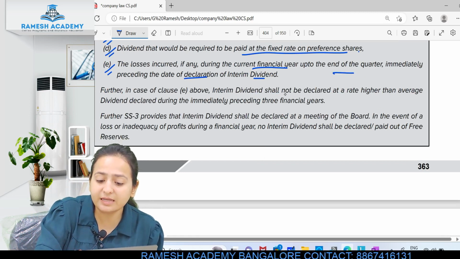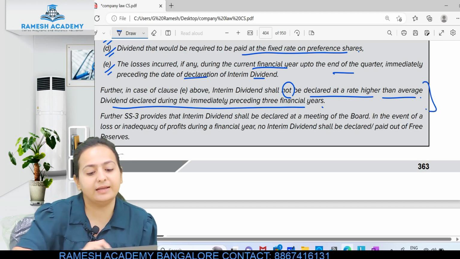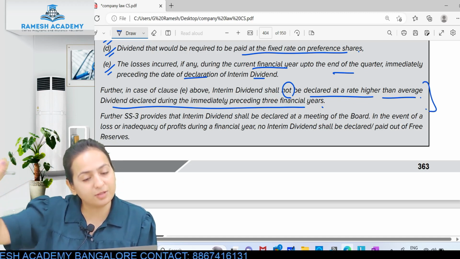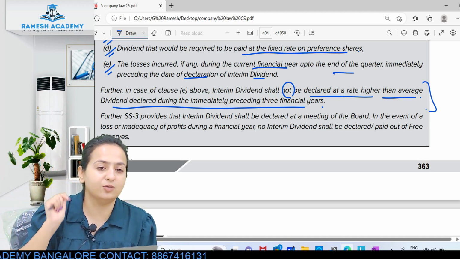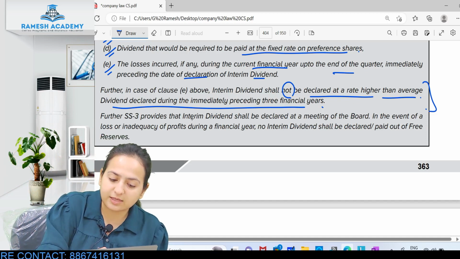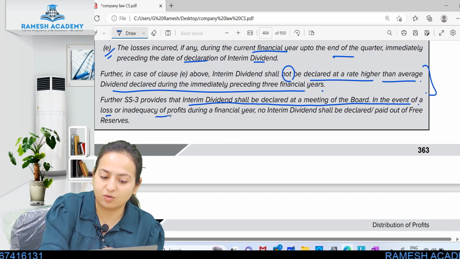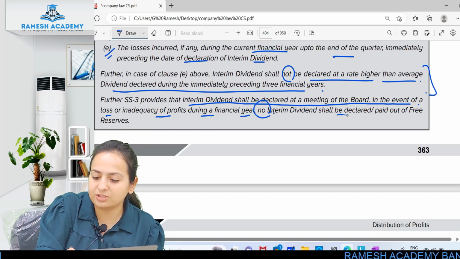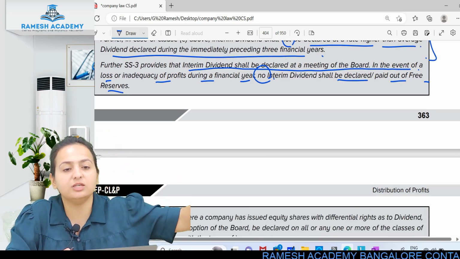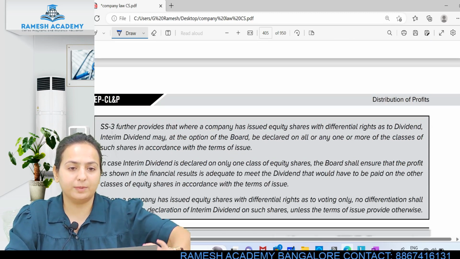Then the interim dividend shall not be declared at a rate higher than the average dividend declared during the preceding 3 financial years. Take the preceding 3 financial years, take the average, divide by 3, and that will be the maximum rate that you can offer during the current financial year. Interim dividend shall not be declared by the board in the event of loss or inadequacy of profit. No interim dividend shall be declared or paid out of the free reserves. So only in case of adequacy of profit should interim dividend be paid; it shall not be declared or paid out of your reserves.